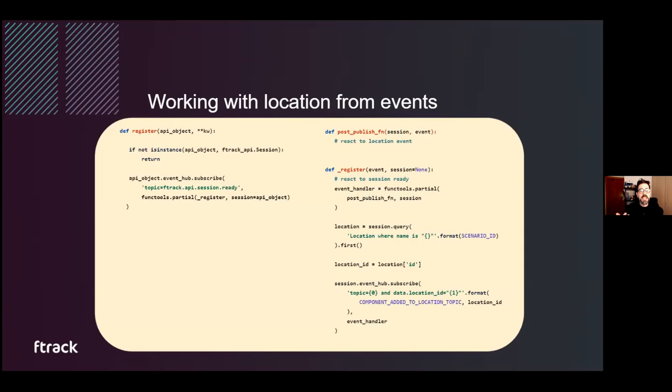Basically, what you need is a double registration system. You want to have the session ready, which we'll call the underscore register, which will then be able to manipulate the location, being sure that this location does exist. So basically that's how you do it. And then in order to react to the other events internally, you will have another function, which is the post-publish function. In this case, it will be reacting to the component added to location events.